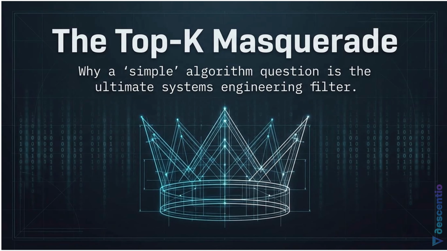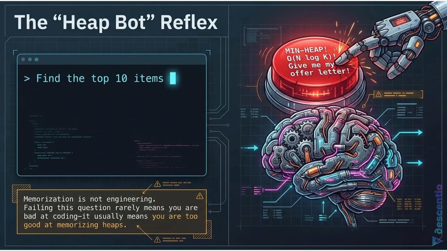Because when candidates hear find the top 10 items, their brain instantly triggers a reflex. It's like muscle memory. Right. They mentally shout, Min-Heap, O(n log k), give me my offer letter. Exactly. They think they've nailed it. But real engineering, as we've talked about before, is basically the art of being annoyed by constraints.